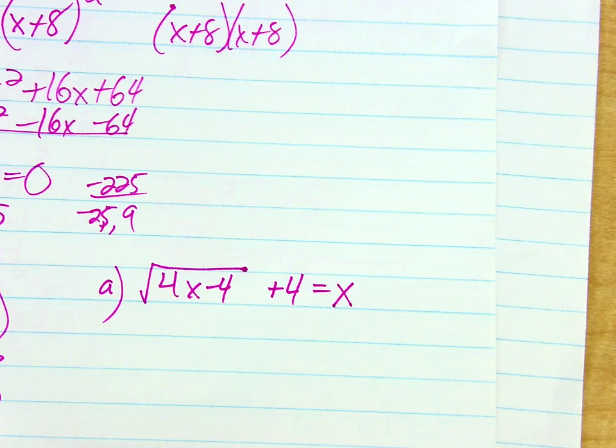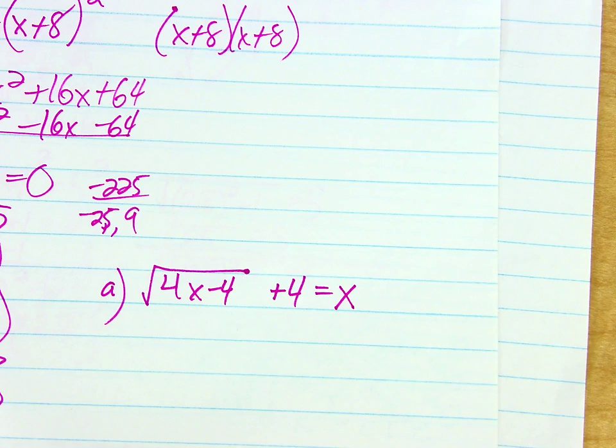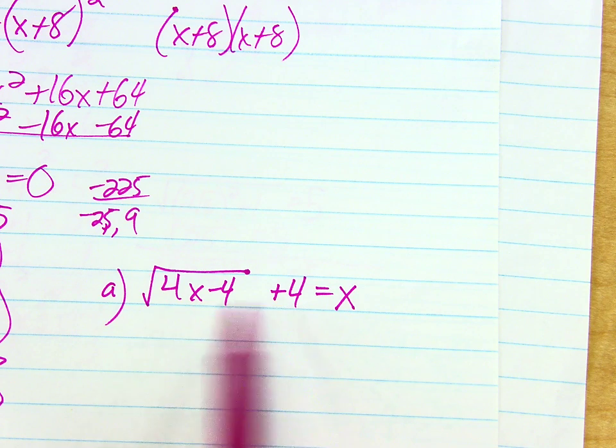You have to subtract the 4 first. You have to get the radical by itself on one side of the equal sign. Then you can square both sides. Do not square both sides at this step. Whoever does that on the quiz, I'm going to know that you weren't paying attention to me. Because if you squared the left-hand side, you'd have to FOIL that together. You want to deal with that? No, I didn't think so.